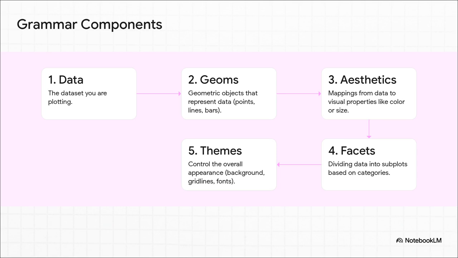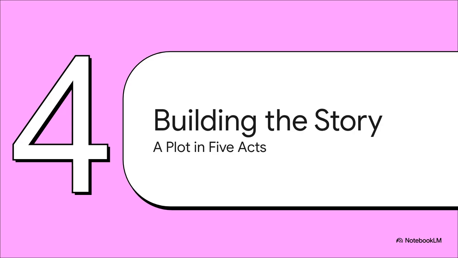Those are just the shapes, like points for a scatter plot or bars for a bar chart. Now, the real magic happens with aesthetics, where you map your data to things you can see, like color or size. Then you can use facets to create little mini charts, and finally, themes to make it all look nice and clean. Okay, enough theory. Let's actually put this grammar to work.